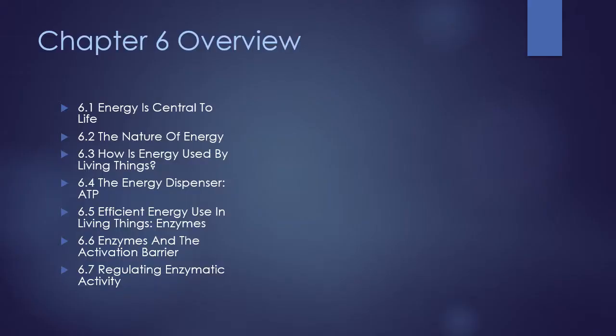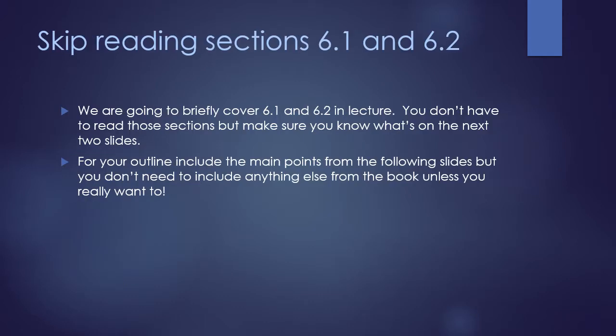So the sections that we'll cover in this chapter are 6.1, energy is central to life, 6.2, the nature of energy, 6.3, how is energy used by living things, 6.4, the energy dispenser called ATP, 6.5, efficient energy use in living things or enzymes, 6.6, enzymes in the activation barrier, and 6.7, regulating enzymatic activity.